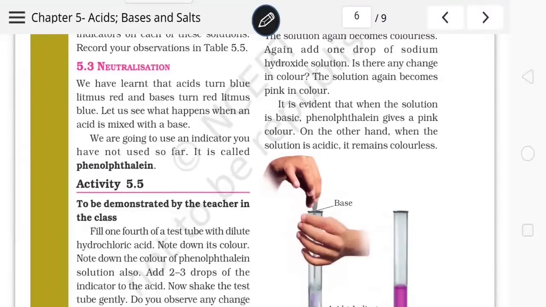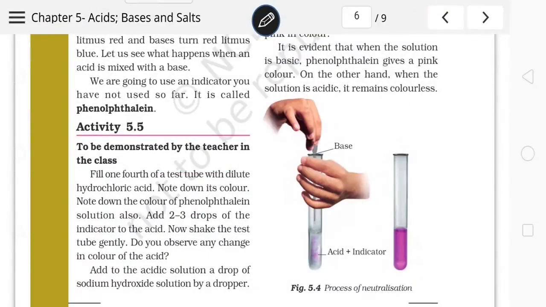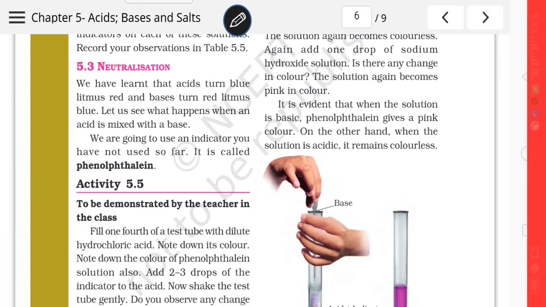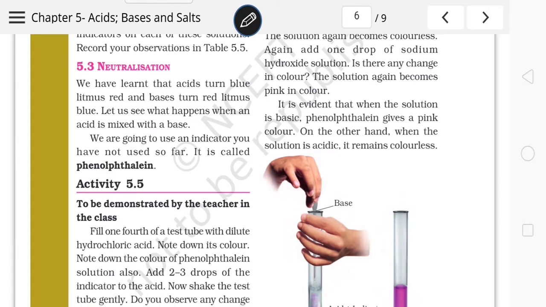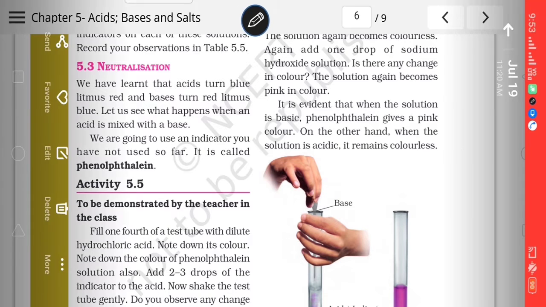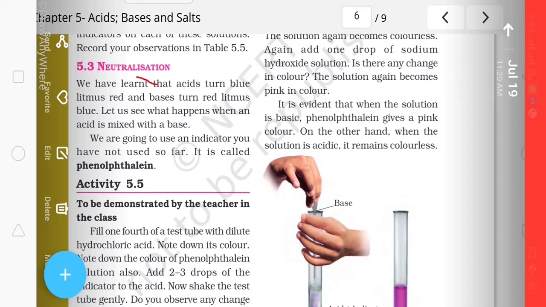We are with the lesson acids, bases and salts. In the last video we have already learned about what are acids, what are bases, and also discussed the topic indicator. We have discussed the natural indicators, like litmus, China rose petals and turmeric. So today we shall discuss the topic neutralization.